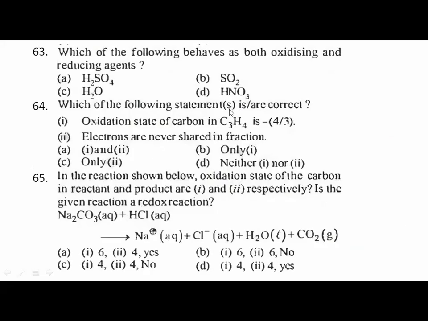Next. Which of the following behave as both oxidizing and reducing agents? H2SO4 is oxidizing, H2O is neither oxidizing nor reducing, HNO3 is oxidizing. If you see SO2, the oxidation number of sulfur can increase and decrease. Hence it can behave as both oxidizing agent and reducing agent, because the oxidation state of sulfur varies from minus 2 to plus 6.